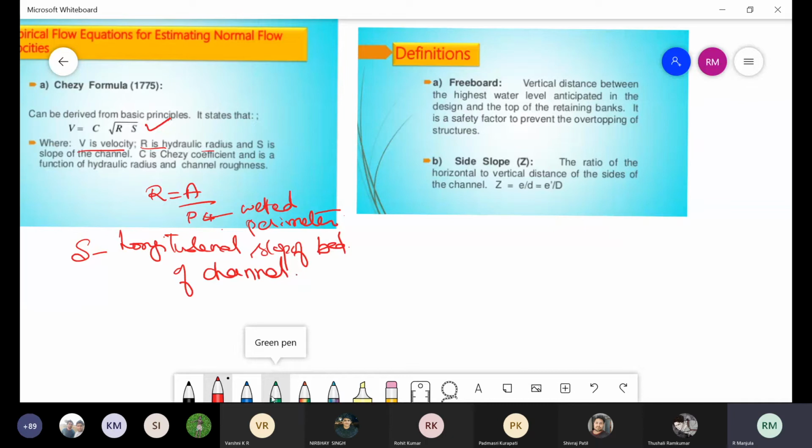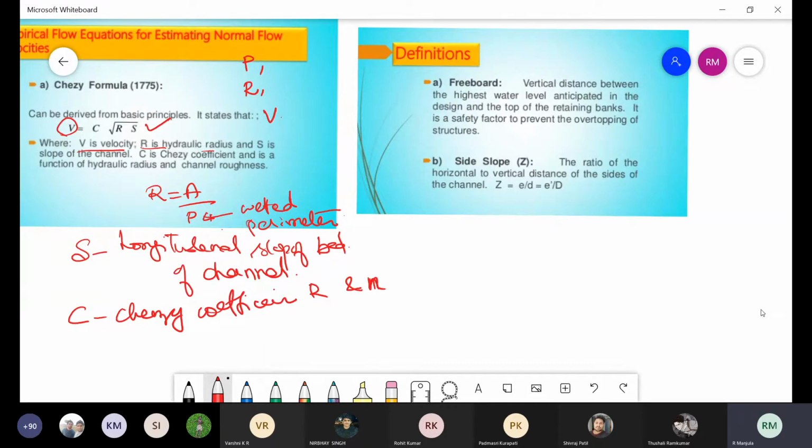But this C is a coefficient, Chezy's coefficient, and usually this coefficient is a function of R and the channel roughness, small m. And V is the velocity of the flow. So the first parameter is wetted perimeter, second parameter is R, third parameter is V, the velocity of the flow. These are the parameters we are going to see.